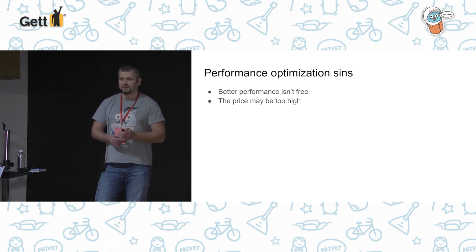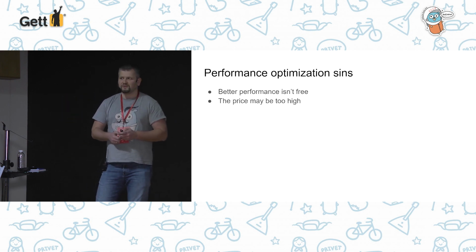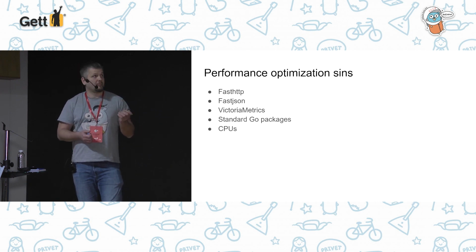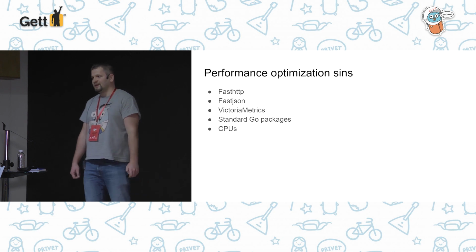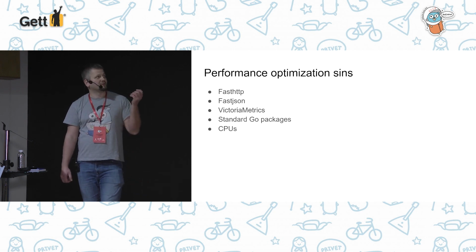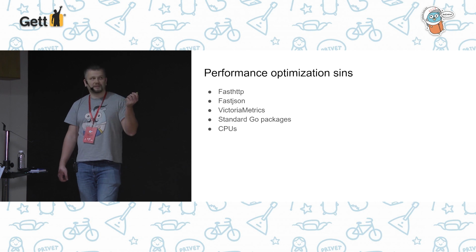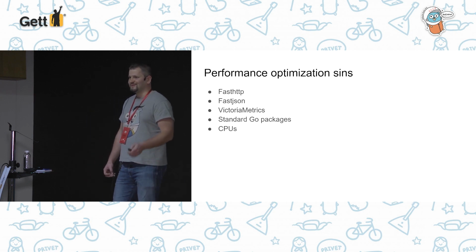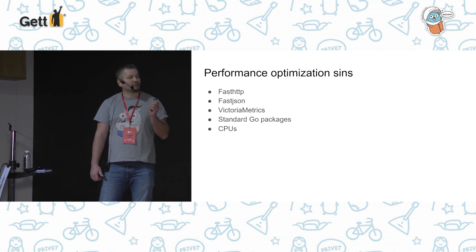Of course, performance optimization does not always improve your program performance overall. It comes at a cost, and this cost can be too high for this performance optimization to proceed. And in my presentation, I'd like to focus on examples from real projects such as FastHTTP, FastJSON, VictoriaMetrics, standard Go packages, and the last example that has nothing to do with Go, CPUs. Perhaps you've already guessed what that means, but don't tell anyone just yet.